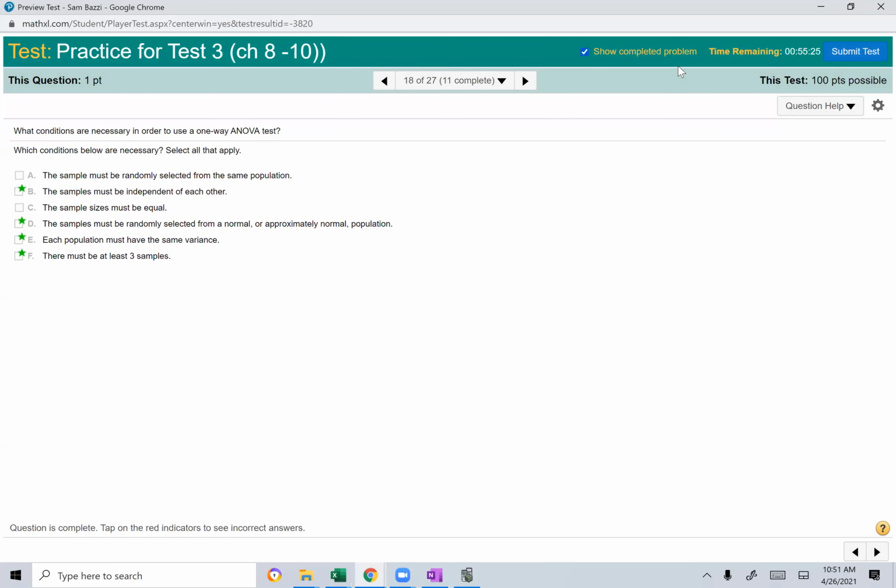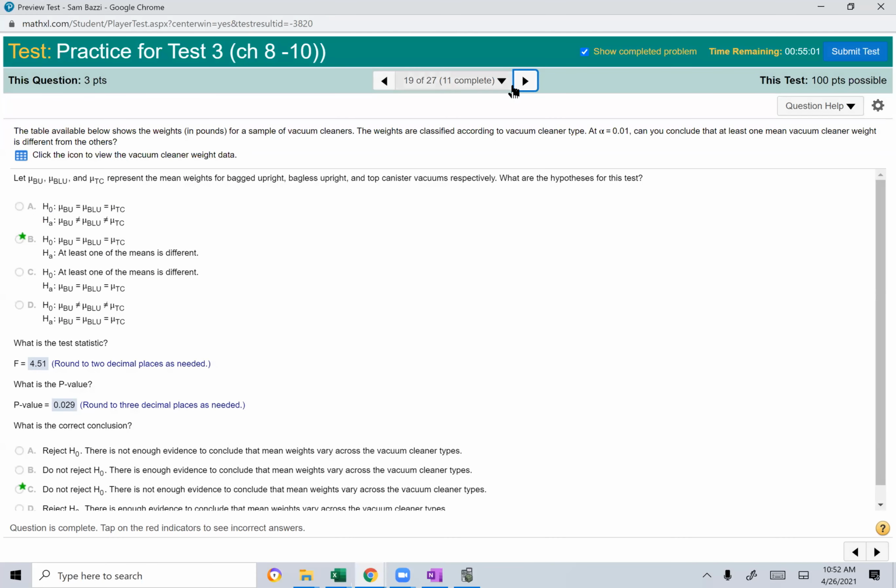So these are the conditions of the one-way analysis of variance test. The samples must be independent of each other. The samples must be randomly selected from a normal population. Each population must have the same variance, and there must be at least 3 samples. This is for section 10.4. These are the conditions, guys. Take a note of that. And I will scan the handout for chapter 10 and send it to you guys. Probably I haven't done that yet.